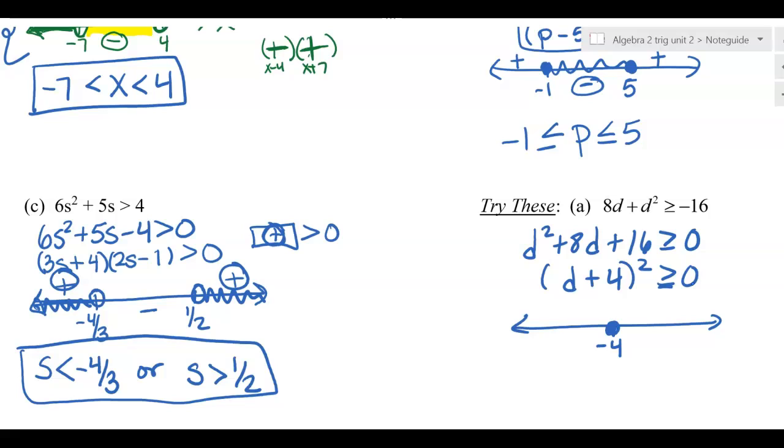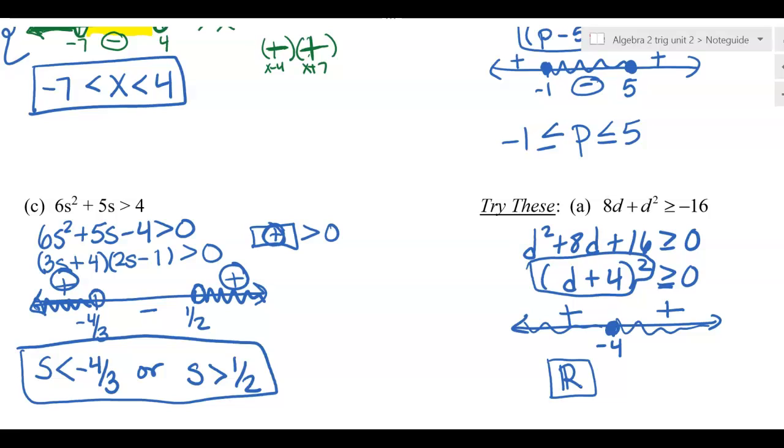I still test on each side. If I plug in a number smaller than -4, it makes something, but then it squares it, so it ends up being positive. If I plug in something bigger than -4, it makes something, but then squares it, and it ends up being positive. And what kind of outcomes am I looking for to make this inequality true? I want the outcomes over here to be greater than 0, which is positive, which is all of this and all of this, and the -4. So my answer here would be all real numbers. Okay.